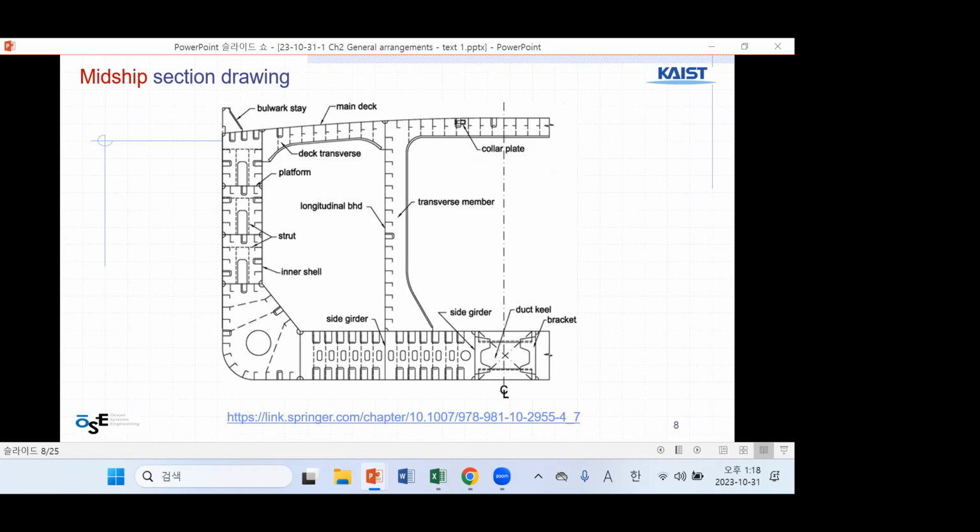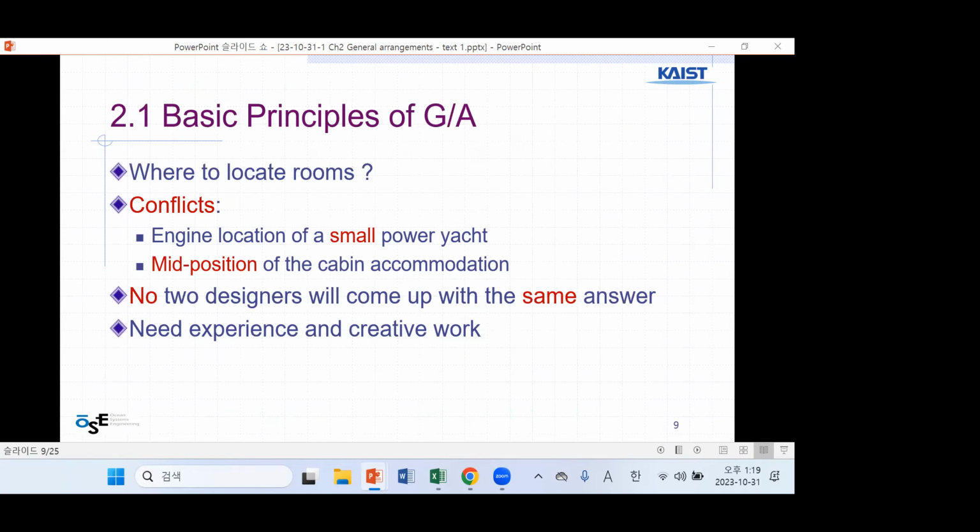This is a midship section drawing. You see the structural layout of steel plate, and you may see the welding lines here. So you can expect that many weldings are going on to build this ship. Midship is the section in the middle of the ship.